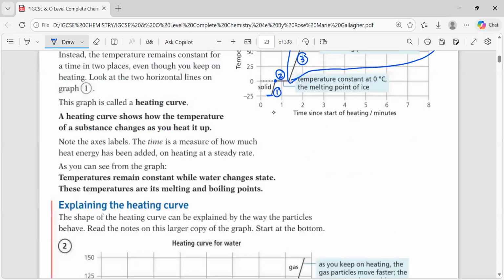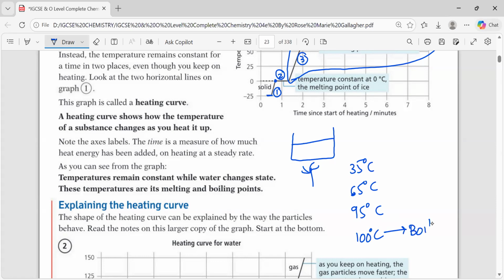For example, you have water in a pan, maybe in a beaker, and you are heating it. Initially the temperature was 35 degrees, then increased to 65 degrees, then 95 degrees, then 100 degrees Celsius. It will only boil at 100 degrees, right? But at any of the temperatures, it can evaporate. So this was the basic difference between evaporation and boiling. For evaporation you don't need a specific temperature, but for boiling a specific temperature is needed.